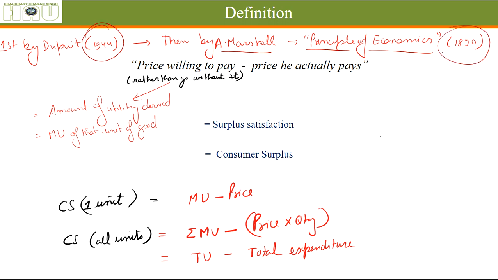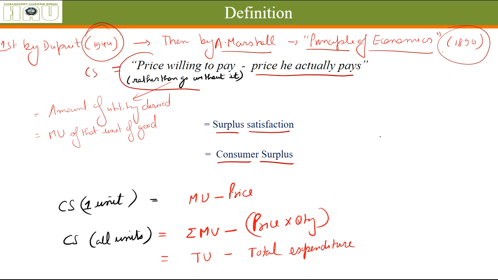What it says is that consumer surplus is equal to the price a person is willing to pay for a good rather than go without it, that is, the maximum price he is ready to pay for something, minus the price he actually pays. The difference between what he is willing to pay and what he actually pays is called the surplus satisfaction or consumer surplus.